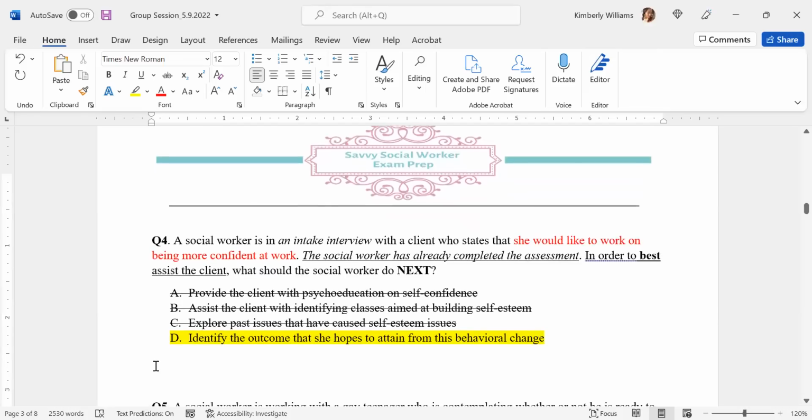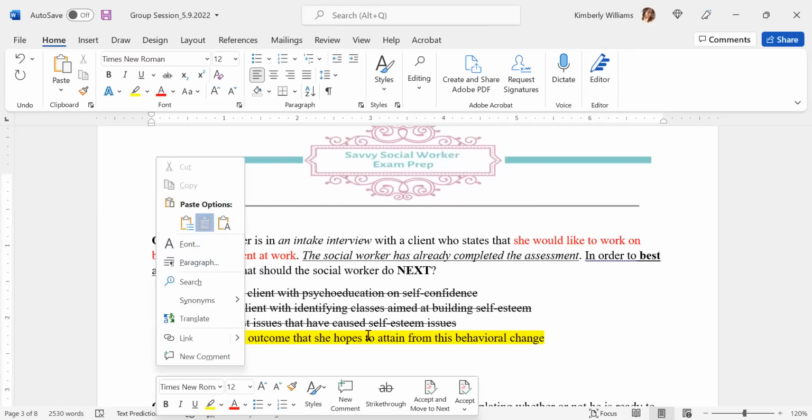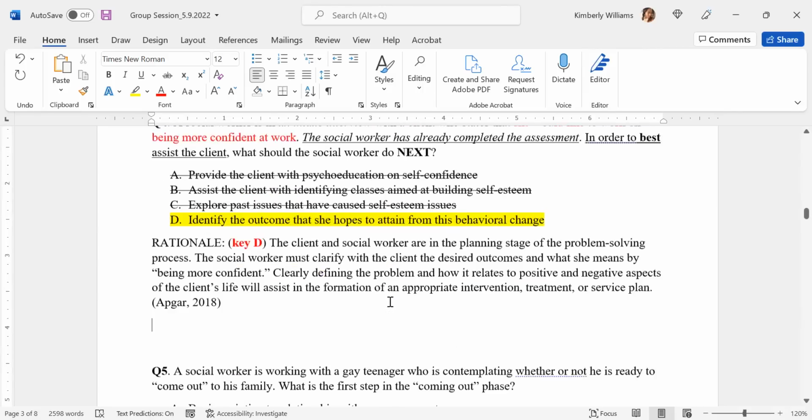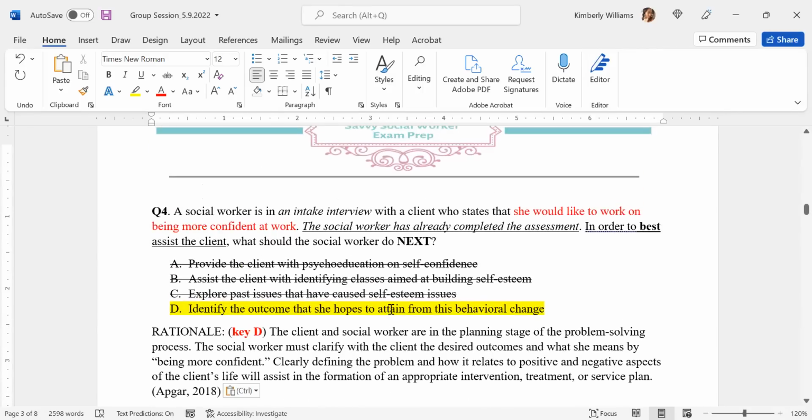This one was a little simpler, but I wanted y'all to see how the helping process fits in. You see how, Rochelle, after you complete the assessment, you go to the next thing in the helping phase. That's for these clinical intervention questions. Any questions about that one? And this is one of Abgar's questions.